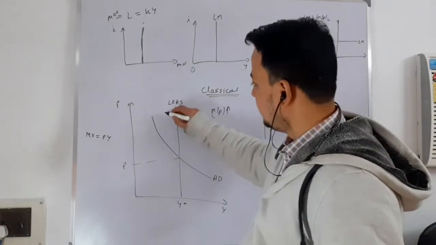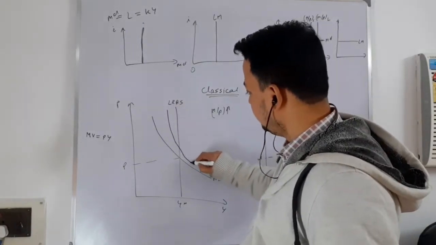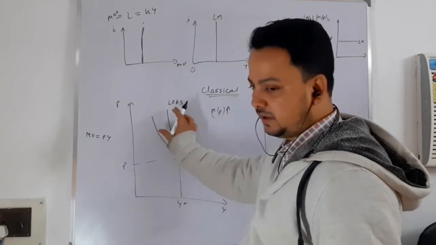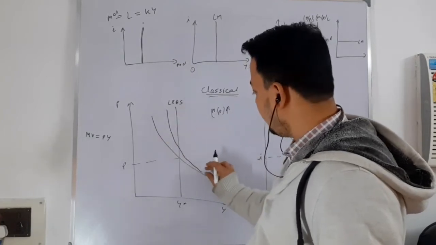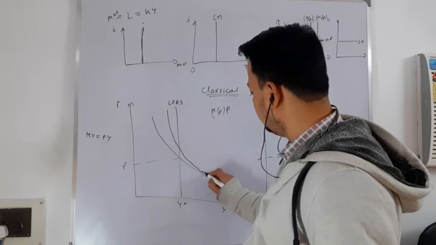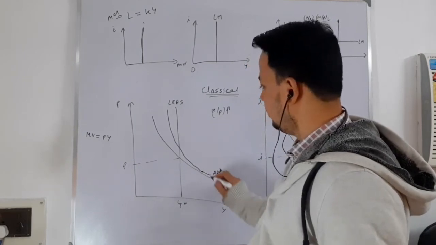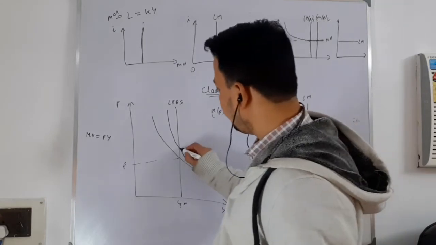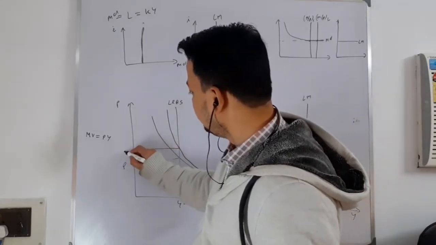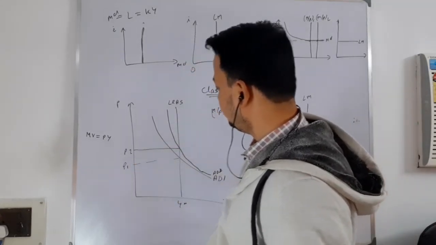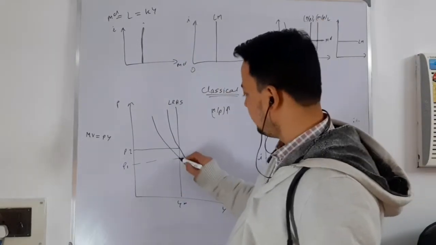No, not in proportion, like this. First you will have more gap, then the gap will be closing down. Okay. AD1, AD2. This is AD1, this is AD2. So what happened? The price level increases from P1 to P2. Why is this happening? Look at this one.